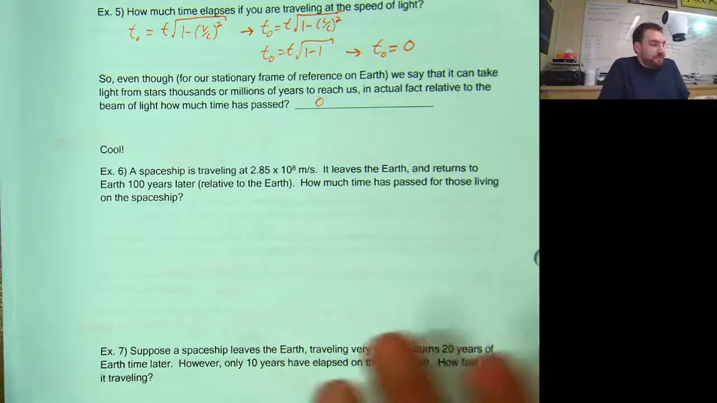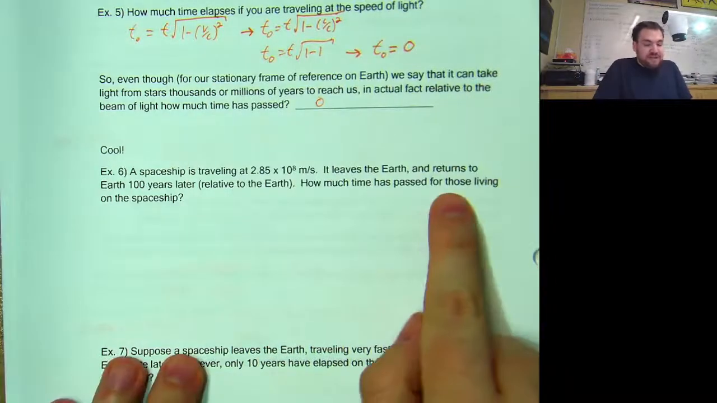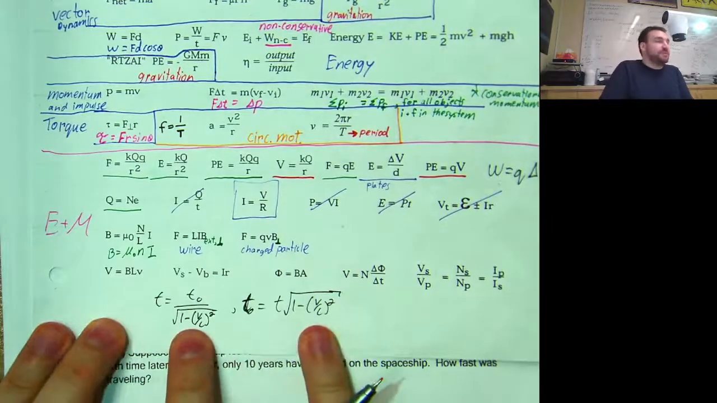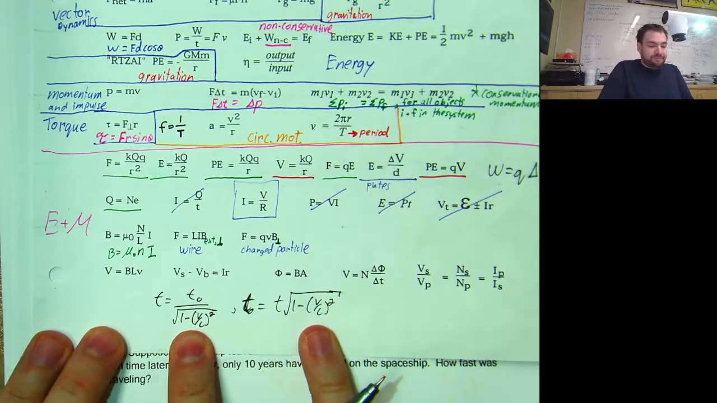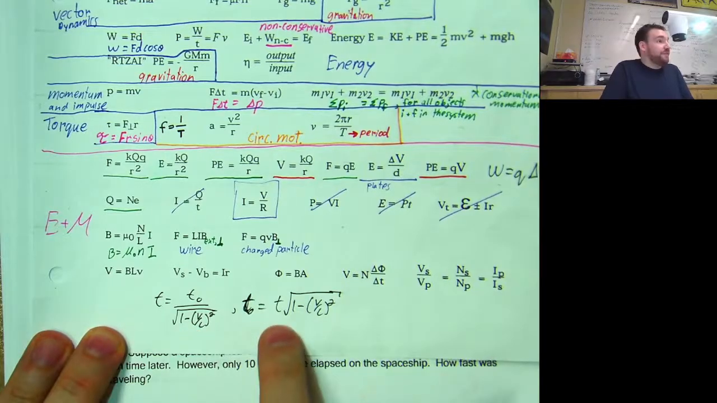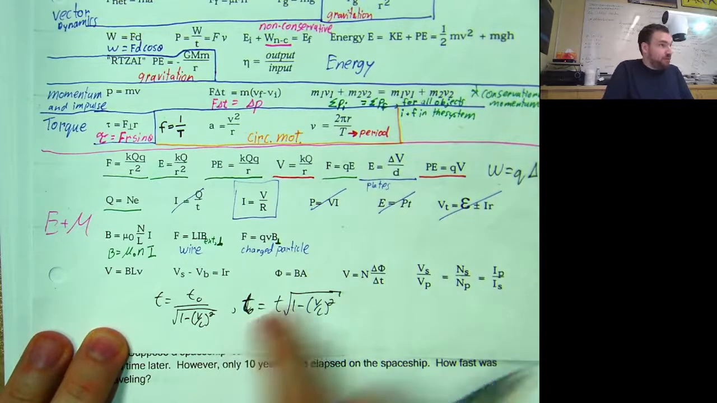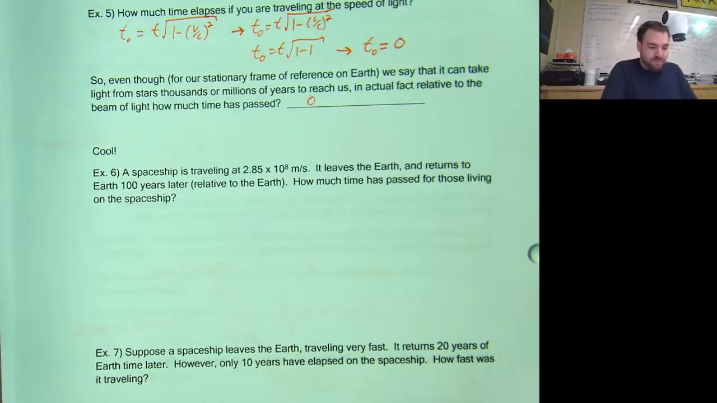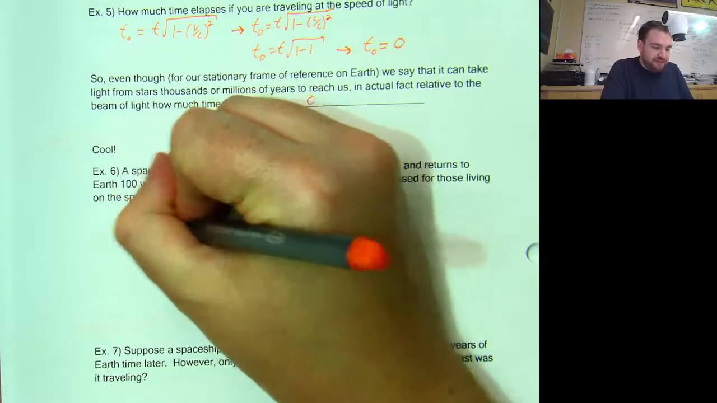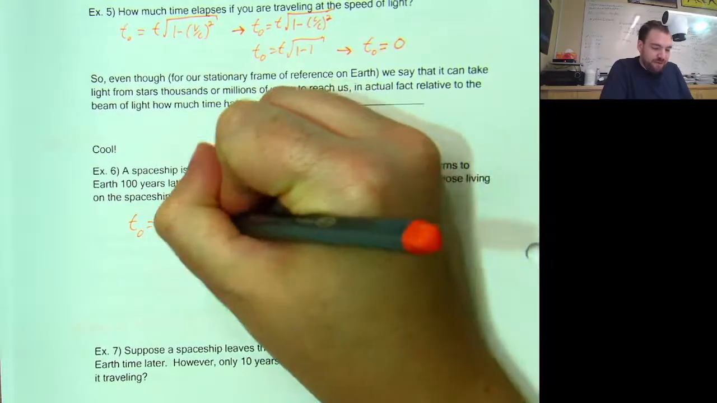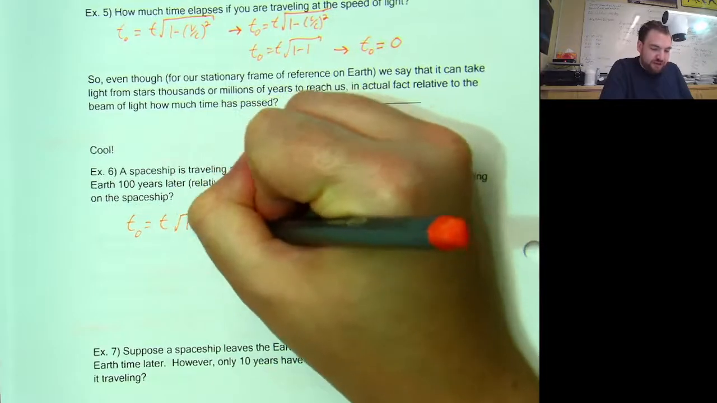The procedure is functionally the same. We want to know the time for those living on the spaceship. So which of these equations are we going to use? We're going to use T0 equals, because that's what we want on the ship. So T0 is equal to T times the square root of 1 minus v over c all squared.